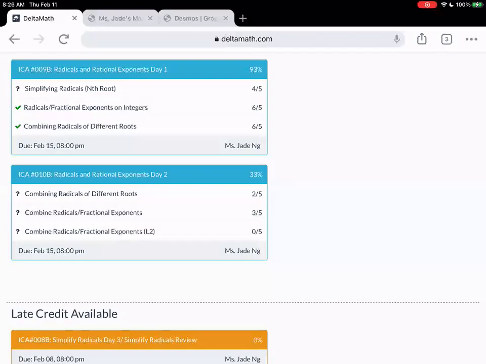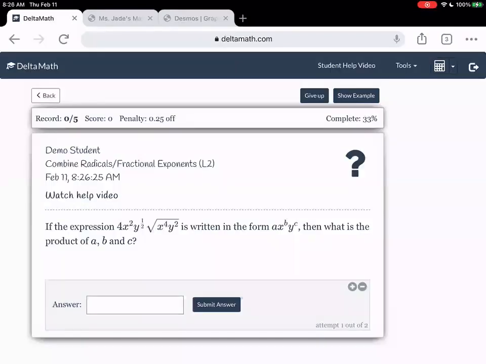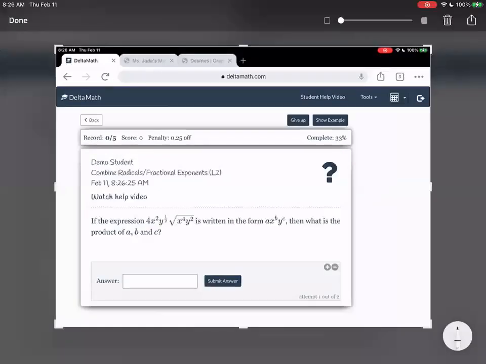So the last category is combined radicals, fractional exponents, level 2. So it's the same thing as the last section, except level 2. So let me screenshot this. And I'll just be honest, I'm not exactly sure why they wanted us to write the product of A, B, and C into our answer box instead of just having us put this in. I'm not quite sure why, but since that is what we are being asked for, we are going to find the product of A, B, and C.